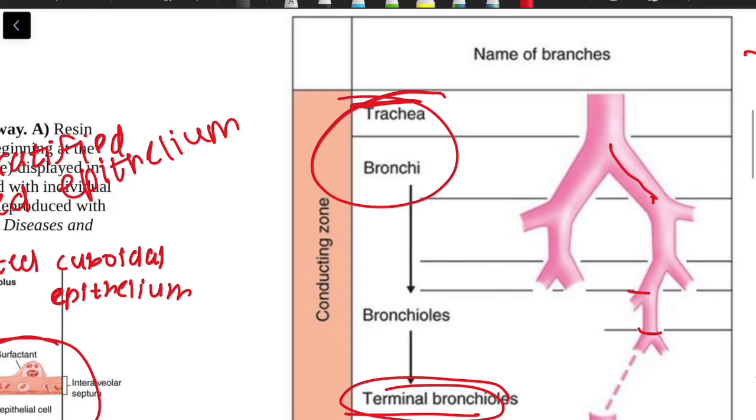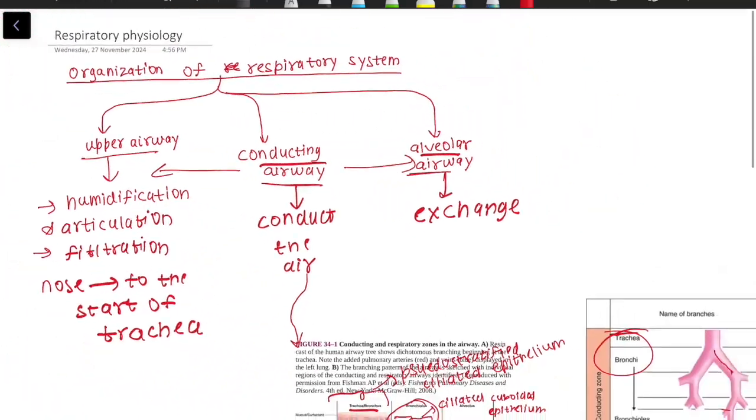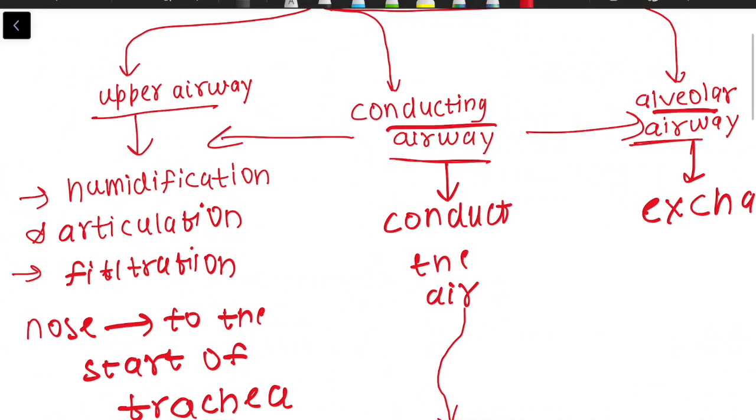Similarly, in the conducting airway, the trachea divides into two bronchi, and the bronchi simultaneously divide into bronchioles, and the bronchioles further divide into terminal bronchioles. So, what is the function? The upper airway is involved in the humidification of the air.